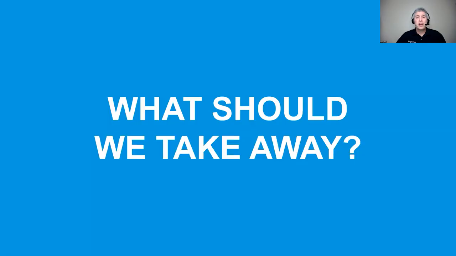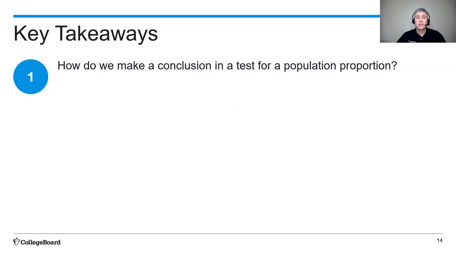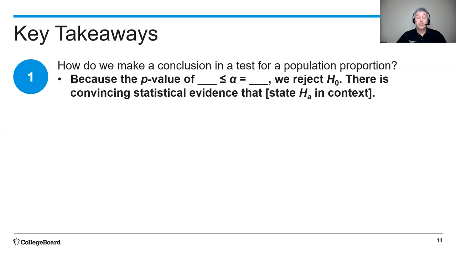Now, let's summarize what you should have learned from this video. How do we make a conclusion in a test for a population proportion? Well, there's two possible conclusions. One says because the p-value of whatever the number is less than or equal to alpha, we reject the null hypothesis. And then we say there's convincing evidence that the alternative is true, and you state the alternative in context.